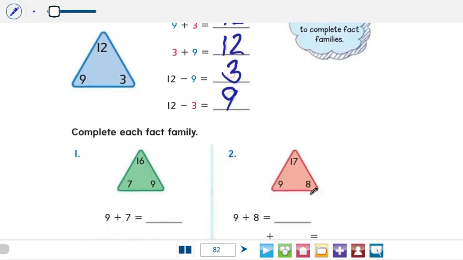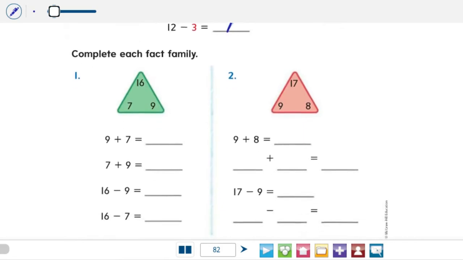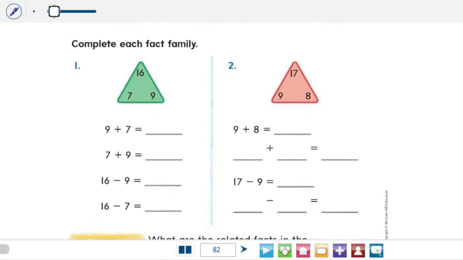All right, so let's come down here and check out number 1 and see if we can do the same thing. All right, so for number 1, it says we have 9 plus 7. So I'm starting at 9 and going over to 7. So 9 plus 7. Well, whenever I'm adding them together, I'm going to go up to see what my answer is going to be. And in that case, it's going to be 16.